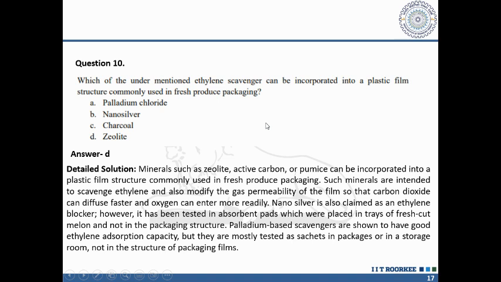Suppose I made this packaging material with paper. I can put zeolite into the making process when I prepare pulp for this packaging material. So I will put some zeolite during the preparation of pulping or pressing, and my material will act as an ethylene scavenger. So your option is D, zeolite.